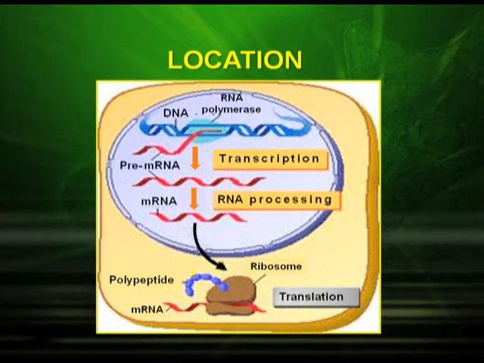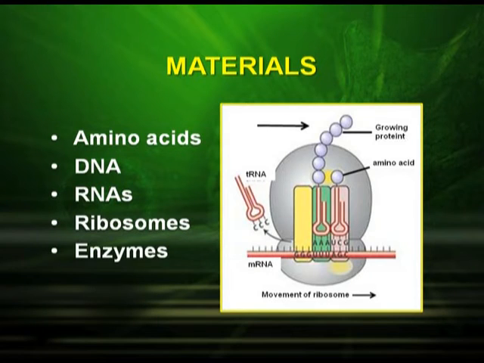Before we go into the detail of the translation process, let us see where it takes place. You have already studied that transcription takes place inside the nucleus. The RNA processing takes place, and the protein formation, that is the translation process, takes place in the cytoplasm. That means the mRNA is transferred from the nucleus to the cytoplasm. The materials required for translation are, number 1, amino acids, which are the building blocks of the protein, then DNA, RNAs, ribosomes, and various enzymes.